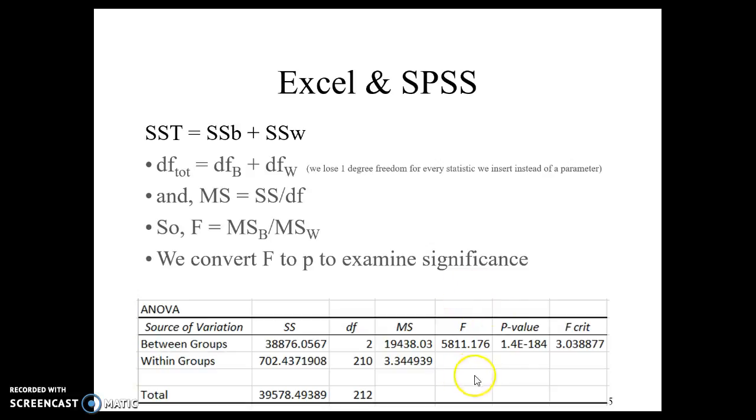So we use the F distribution for ANOVA. We change that to a p-value. So this p-value has 184 zeros before that 1.4. So this is a significant finding, meaning that number is less than 0.05. So we are 95% confident that there is a significant ANOVA.